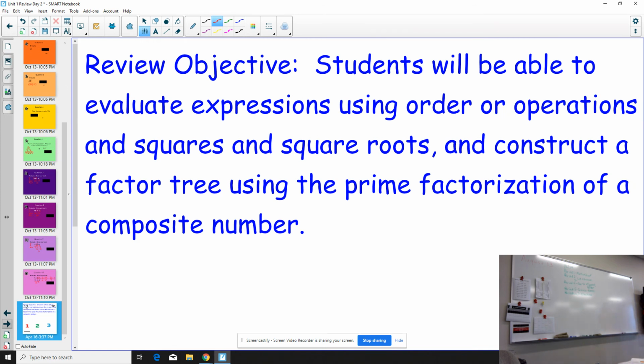Okay, so we've reviewed how to do order of operations, square roots and squares, and prime factorization. Now it's time for you to take your Unit 1 big quiz. I think you are ready. Good luck.